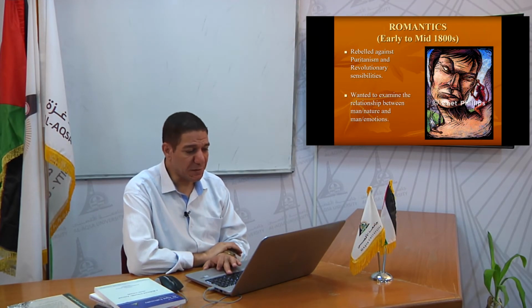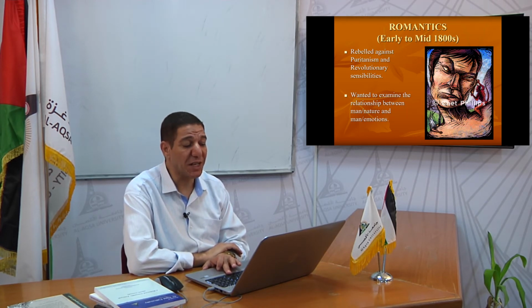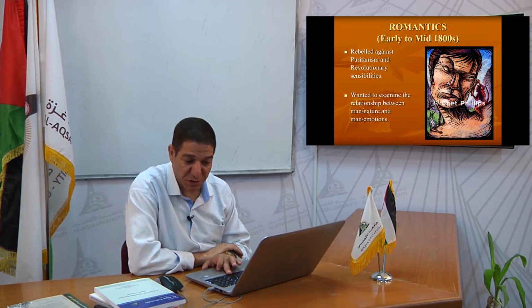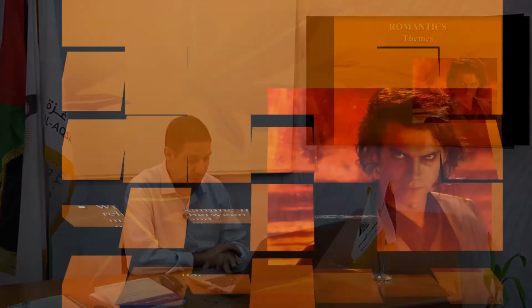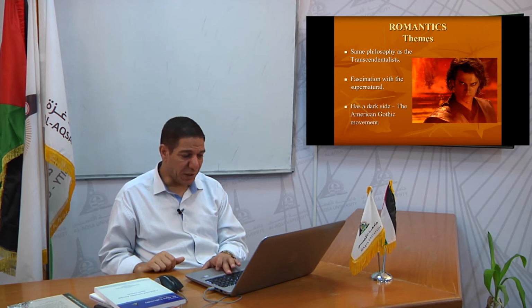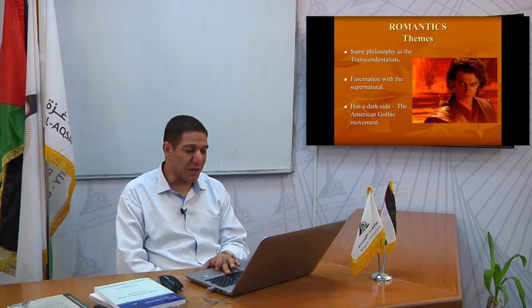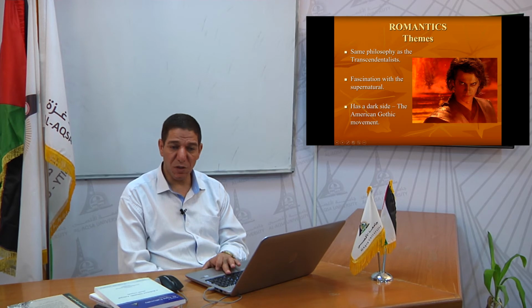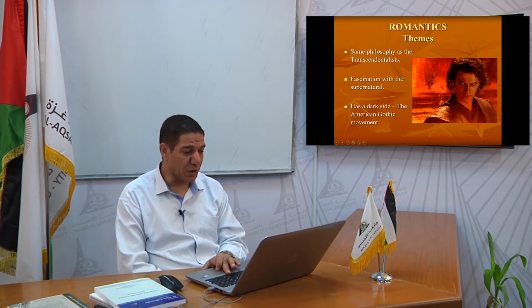Romantics rebelled against Puritanism and had revolutionary sensibilities, wanting to examine the relationship between man, nature, and man's emotions. Yeah, we've mentioned this before. Okay? The themes of the Romantics, same philosophy as the Transcendentalists, with a fascination with the supernatural. Okay? Supernatural, something more than natural, something beyond nature, like the unseen. Okay? Has a dark side, the American Gothic movement. They were influenced by the American Gothic movement.